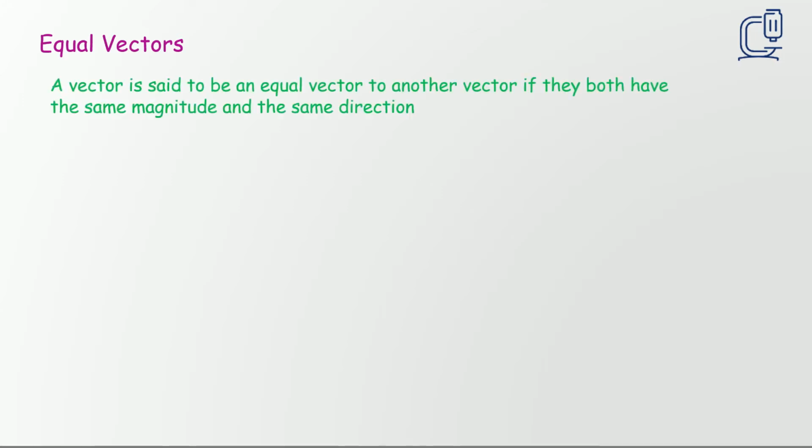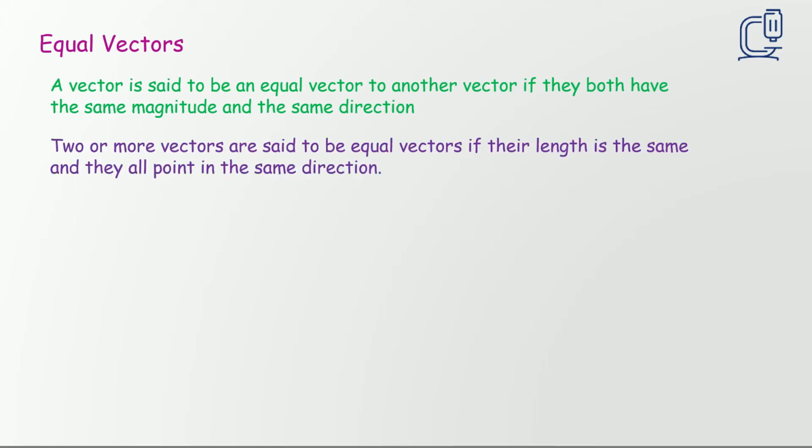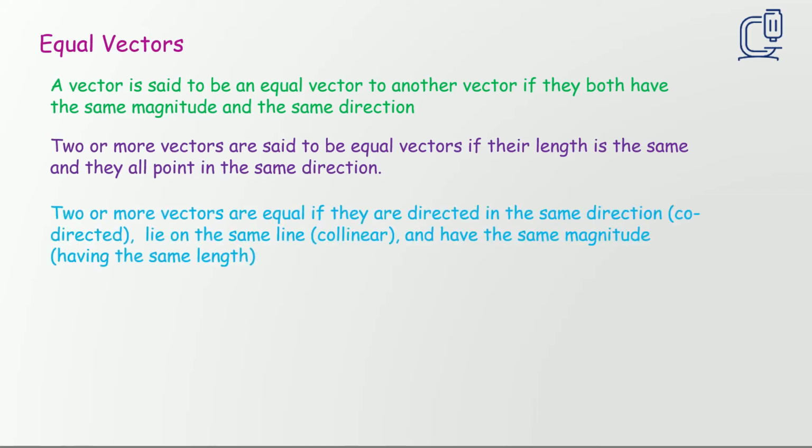Let's discuss equal vectors. A vector is said to be an equal vector to another vector if they both have the same magnitude and the same direction. In simple words, we can say that two or more vectors are equal vectors if their length is the same and they all point in the same direction. We can also say that two or more vectors are equal if they are co-directed. What I mean by that is directed in the same direction, collinear, lying on the same line, and having the same magnitude, i.e. the same length. This implies that equal vectors are also parallel vectors. Generally, we can check for equal vectors by comparing their coordinates.